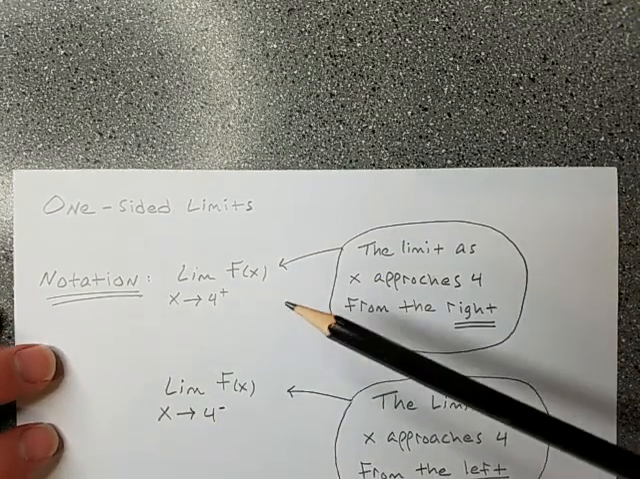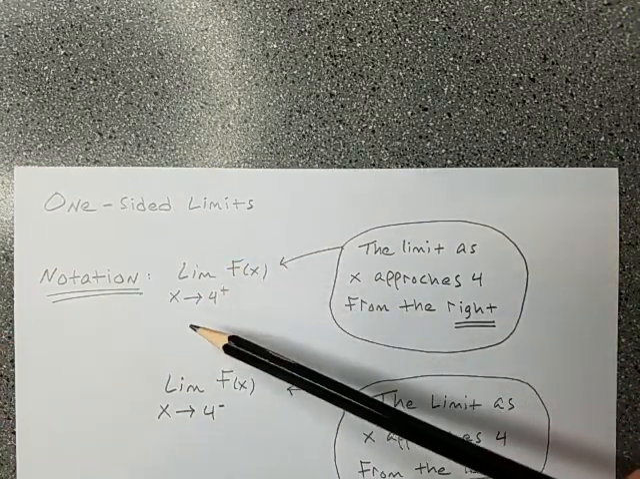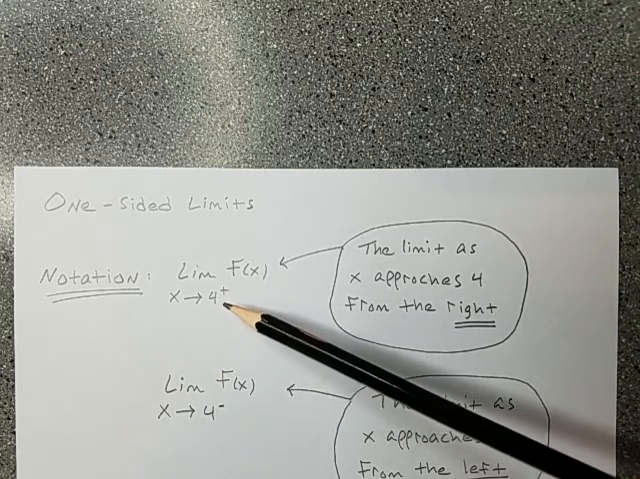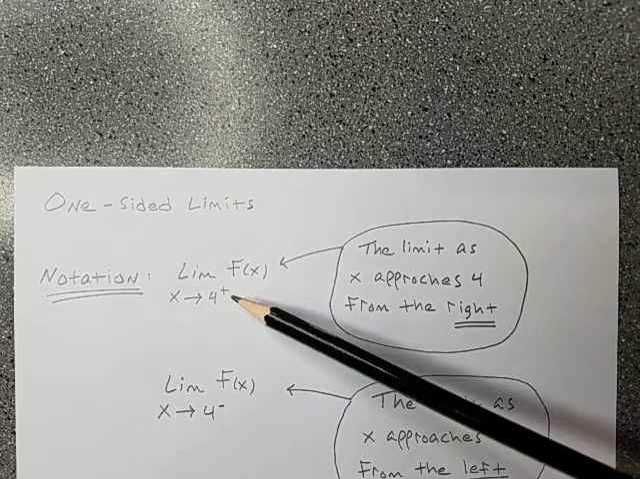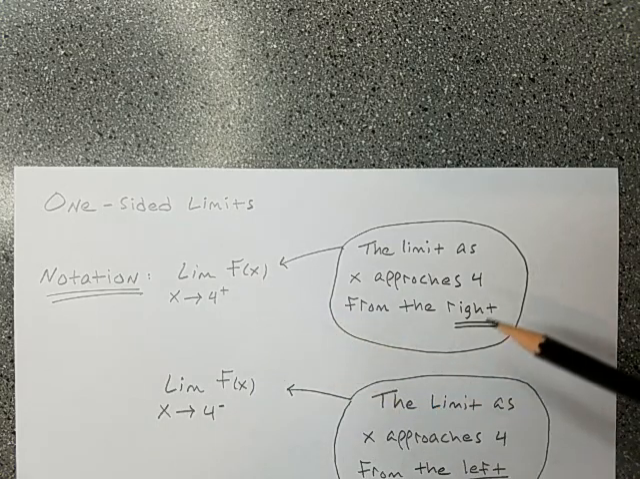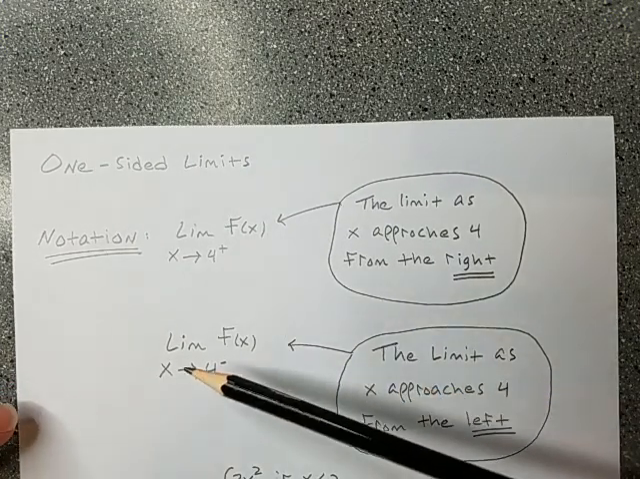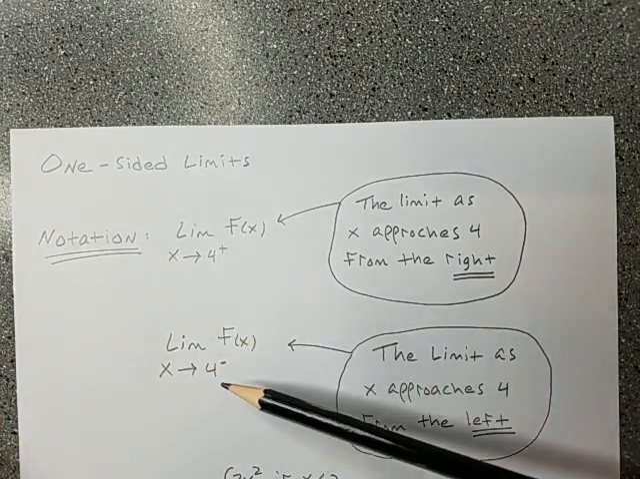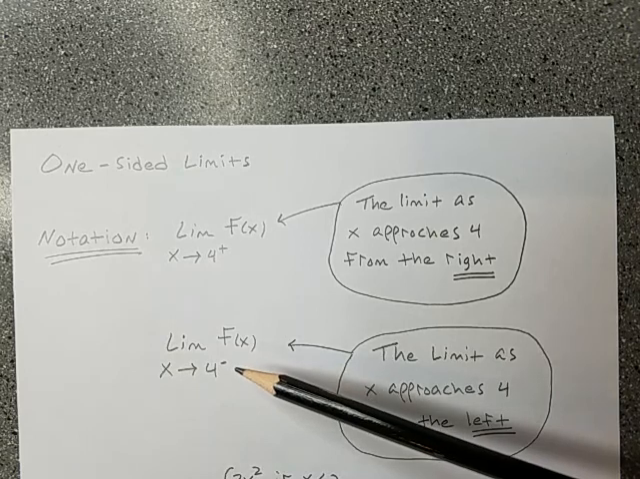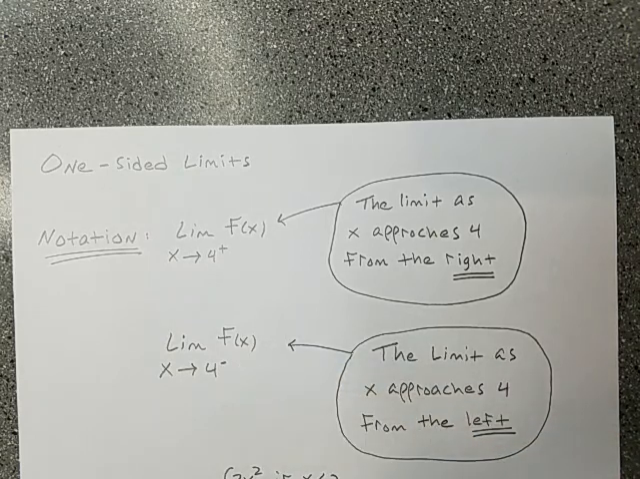All right, so when you see something like this, limit x approaches 4, and the 4 has a superscript, what looks like an exponent of a plus sign, then we read that as x approaches 4 from the right. And if you were to ever see limit x approaches 4, and again there's a superscript but it's a minus sign, then that says the limit x approaches 4 from the left.